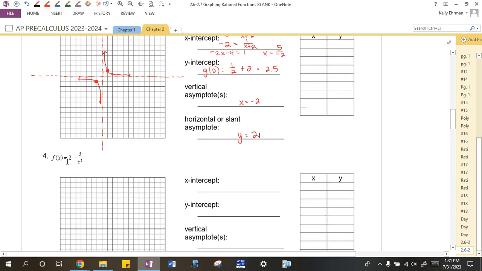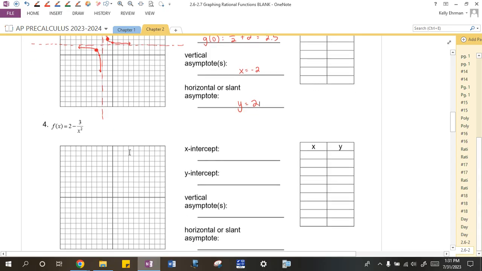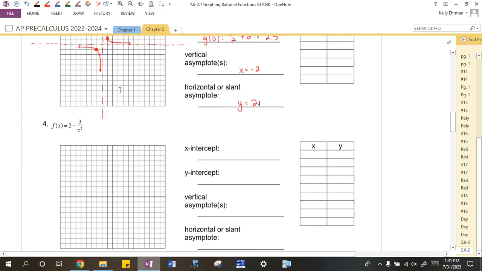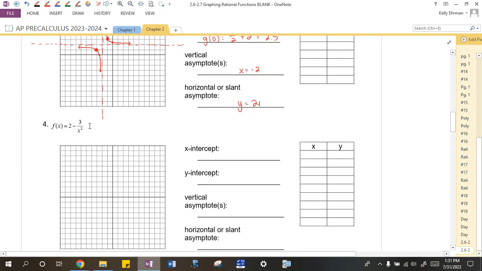Now, number 4 is not just a simple transformation. It would be if it were just 3 over x, but it's 3 over x squared. So I guess if you know the 1 over x squared graph, if you have that memorized, you could transform it. But this one, I think I will go ahead and make 2x squared minus 3 so that it's all over x squared.